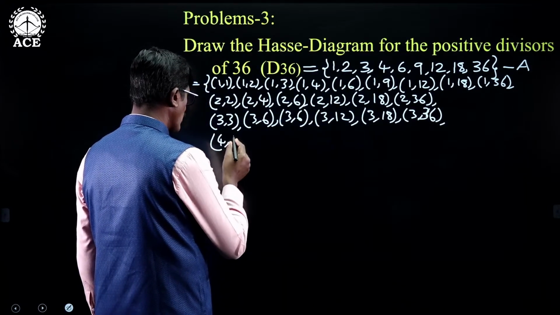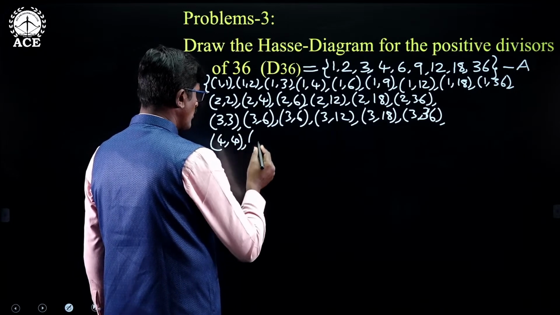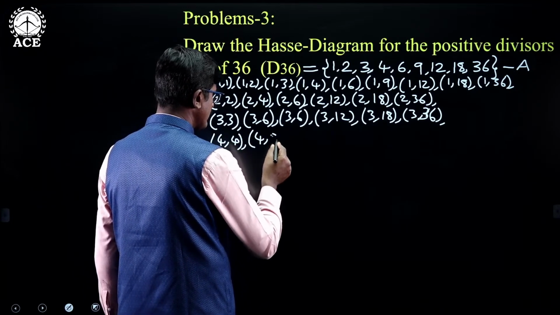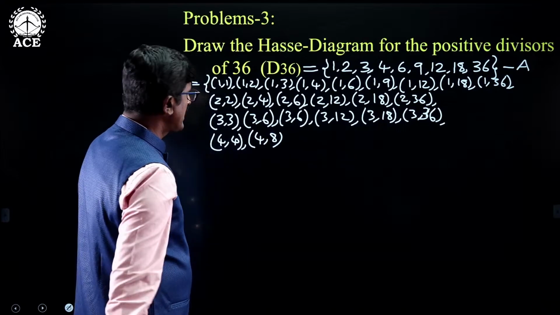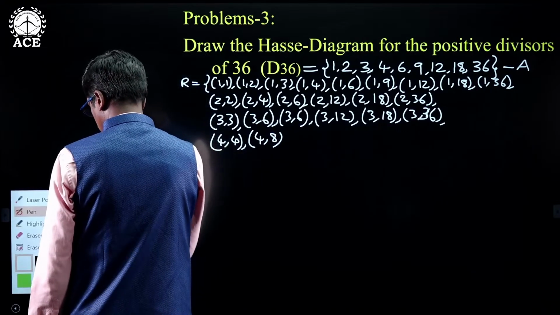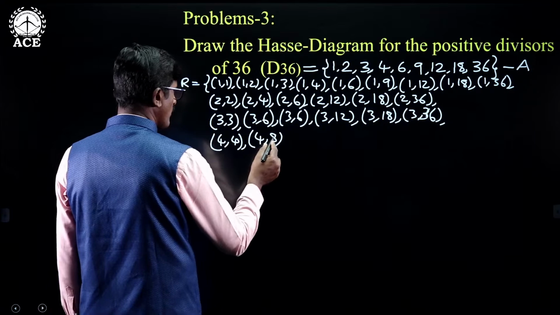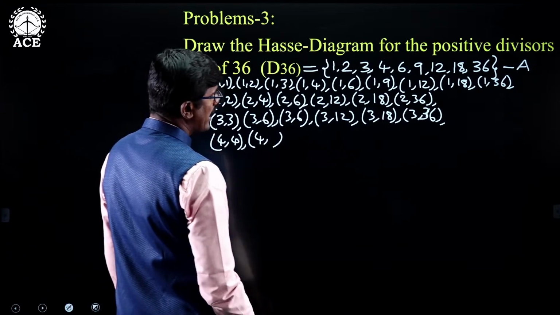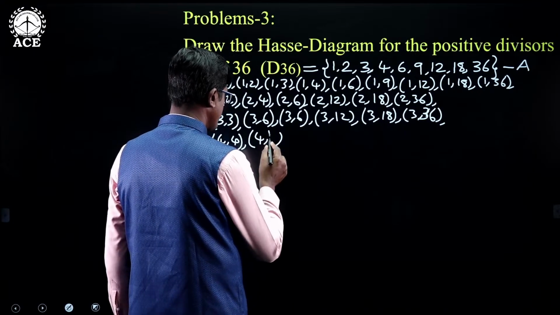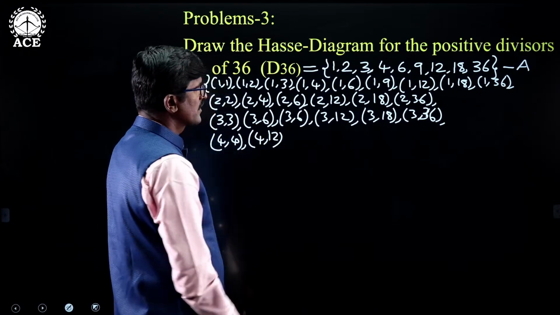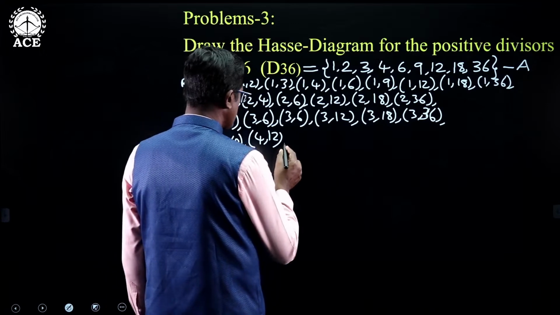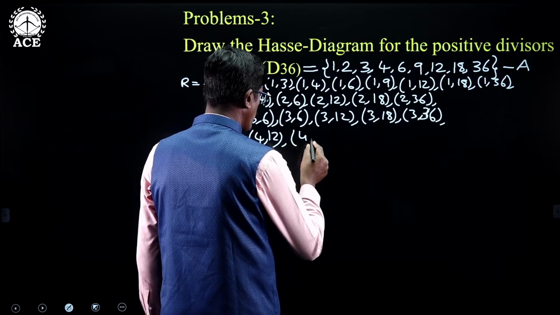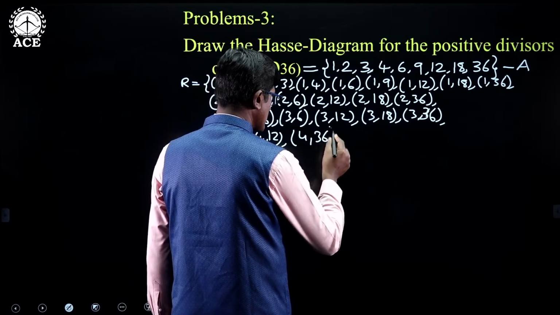Next I am taking the element 4. 4 divides 4. 4 divides 8. 8 is not there. 4 divides 4. Next, 4 divides 12. Next, 4 divides 36.